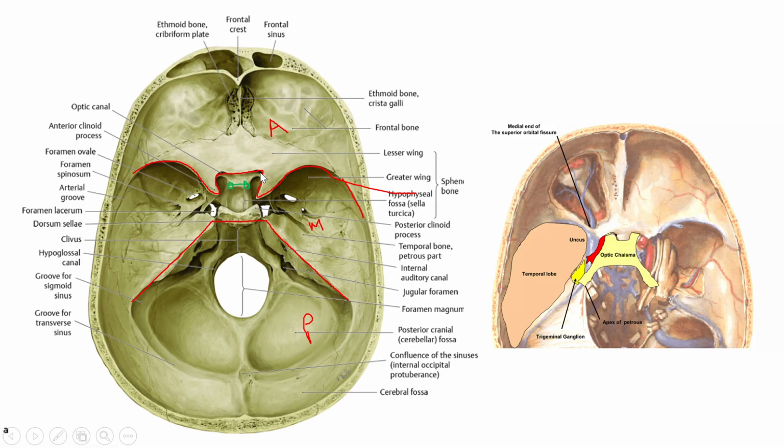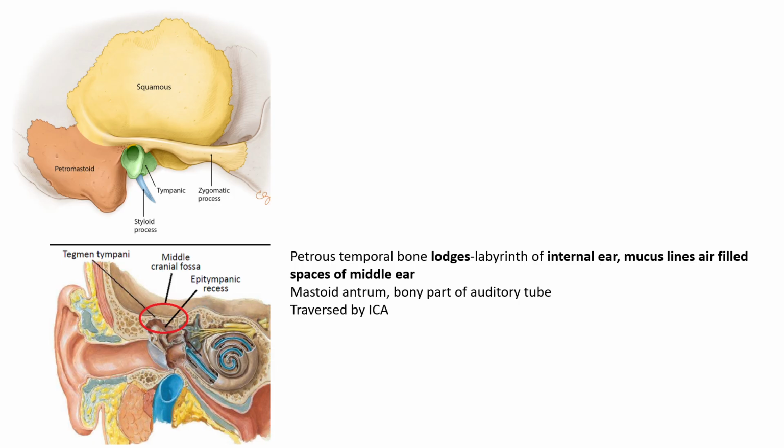Now there is one foramen seen here between the body and lesser wing. This is the optic canal, and one more foramen, which is not very clearly seen here, is between the lesser and the greater wing of sphenoid. That will be your superior orbital fissure.